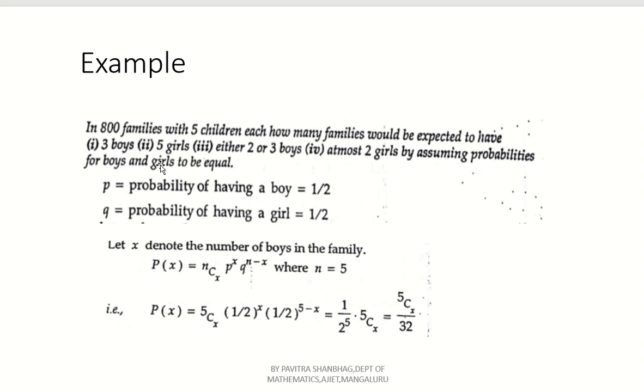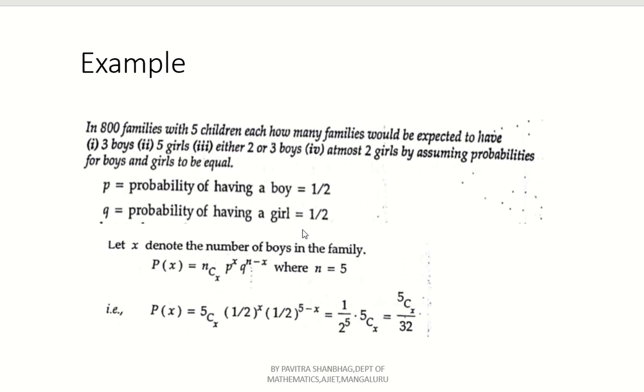See, similar problem here. In 800 families with 5 children each, how many families would be expected to have 3 boys? Second one, 5 girls. Third case, either 2 or 3 boys. Fourth one, at most 2 girls. By assuming probability of boys and girls are equal. That means equal chance, 1 by 2. So P also 1 by 2, Q also 1 by 2.